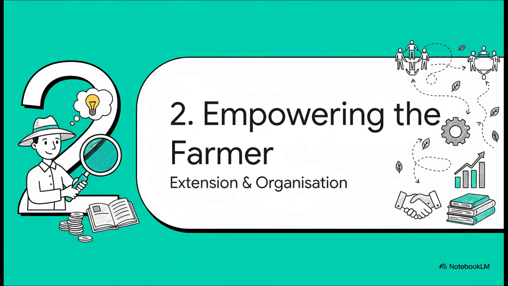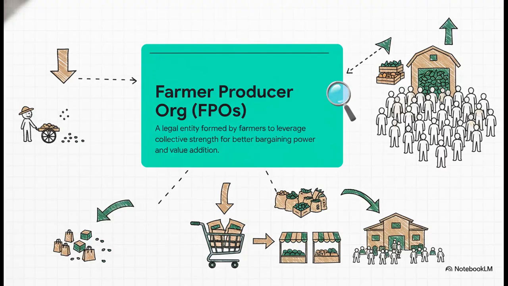Getting a fair price is huge, but it's only half the battle. For farmers to really succeed, they also need knowledge and the power to negotiate. So, in our next section, we're going to explore how farmers are coming together and getting educated to empower themselves across India. A single small farmer doesn't have a lot of bargaining power. It's tough. But what happens if thousands of them join forces?